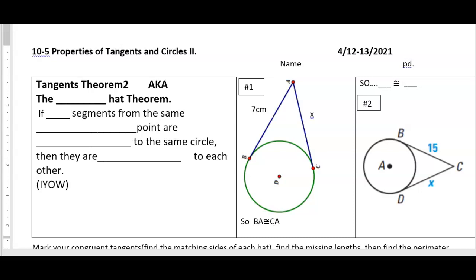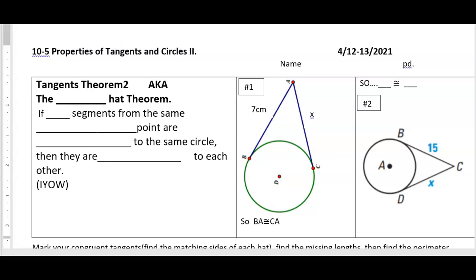Hey guys, today we are going to talk about properties of tangents and circles. We're going to learn one new theorem, the tangent theorem. This theorem says that if two segments from the same external point are tangent to the same circle, then they are congruent to each other.